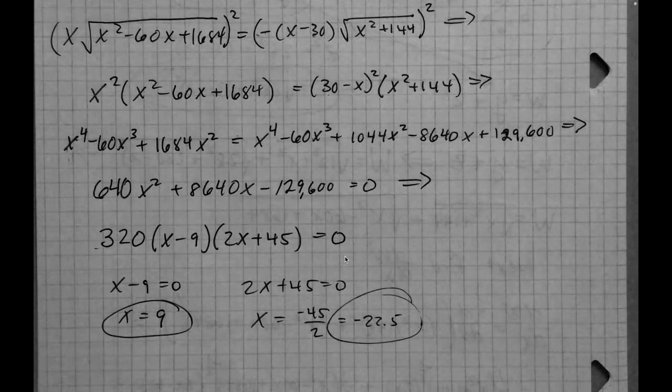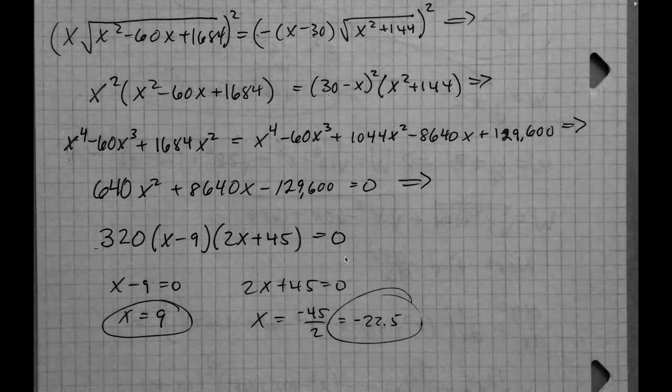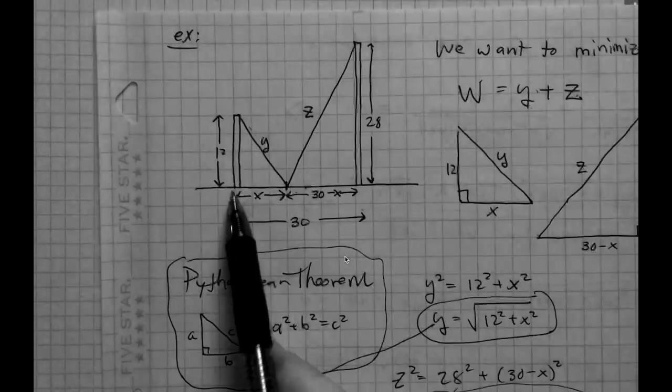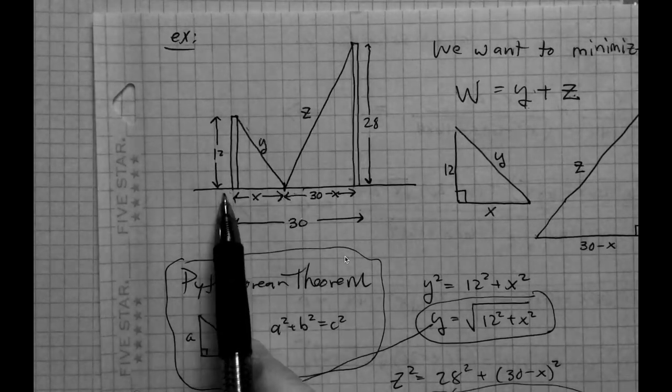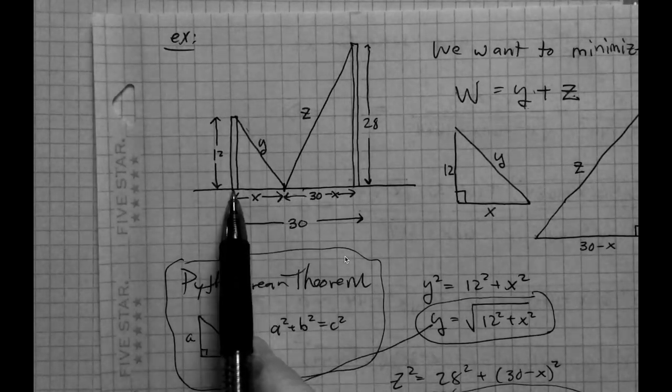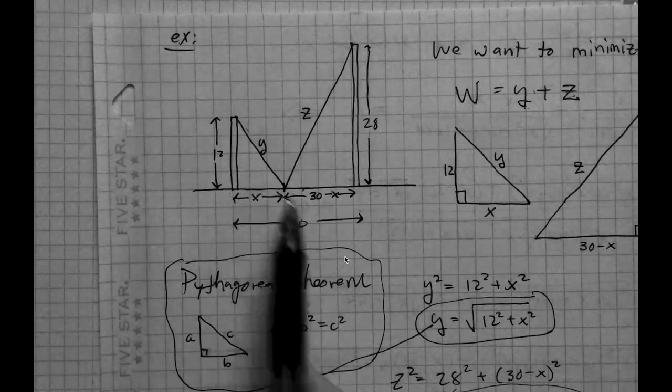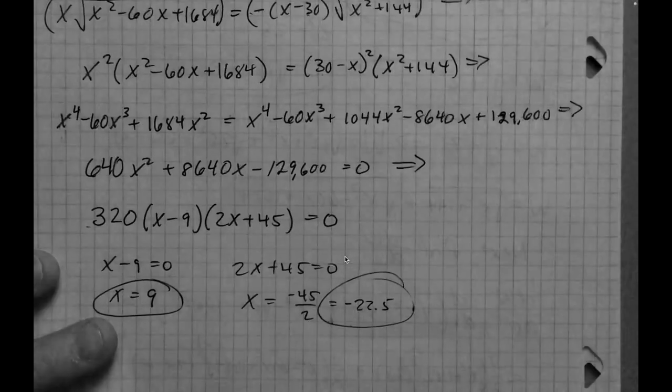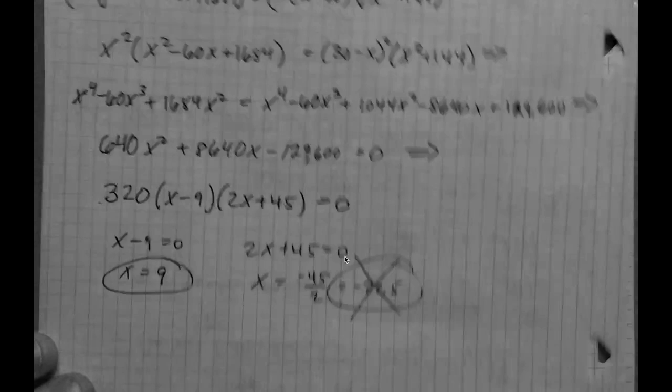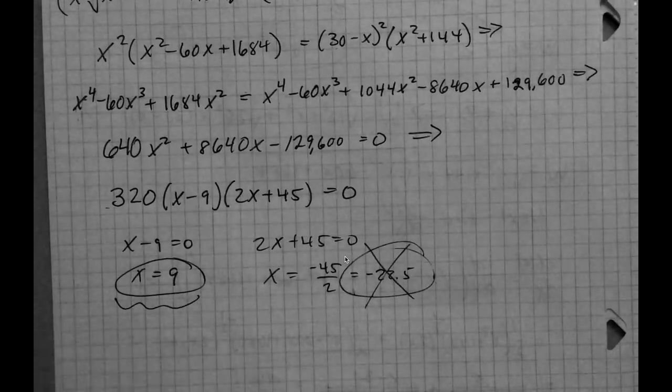So the negative here, right? So remember what x is. x is the distance between the pole and the first stake. So you've got the pole here, the stake here. x is a positive distance, right? So this doesn't make sense. So we're going to roll with this. Okay, so x is equal to 9.